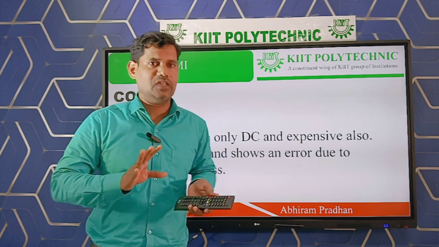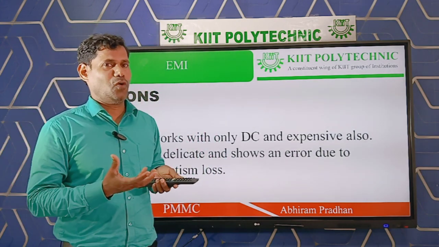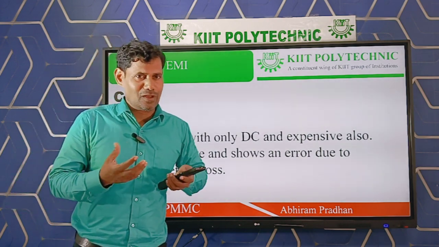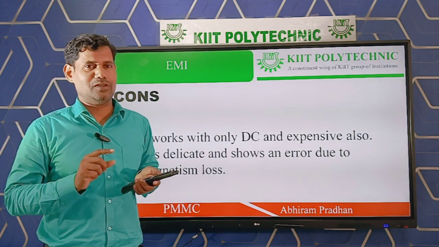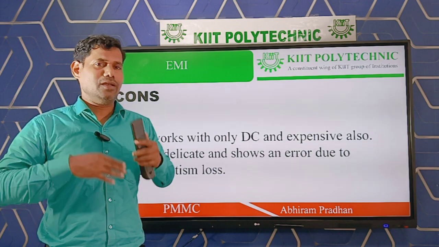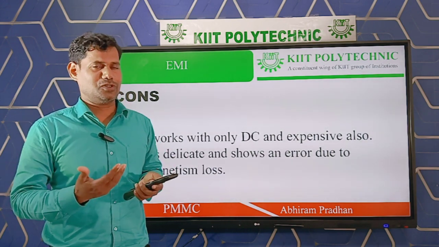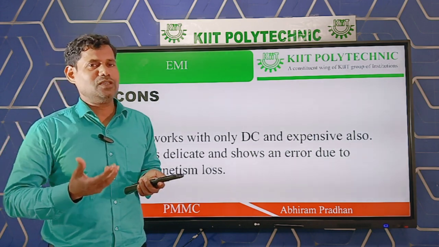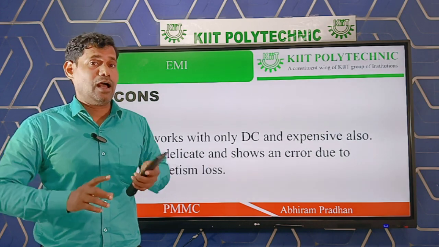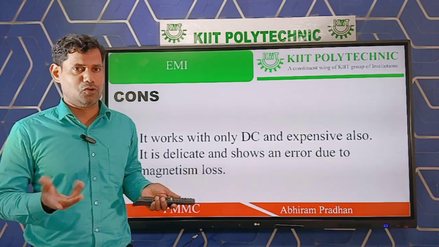Sometimes it is expensive, because some parts like the coil and permanent magnet, we cannot cut the cost on. If we start cutting the cost of the magnet, it will create problems again. So you have to put in a quality magnet, and a quality magnet costs more. That is also a disadvantage, but where accuracy is a very high priority, we have to pay that cost.